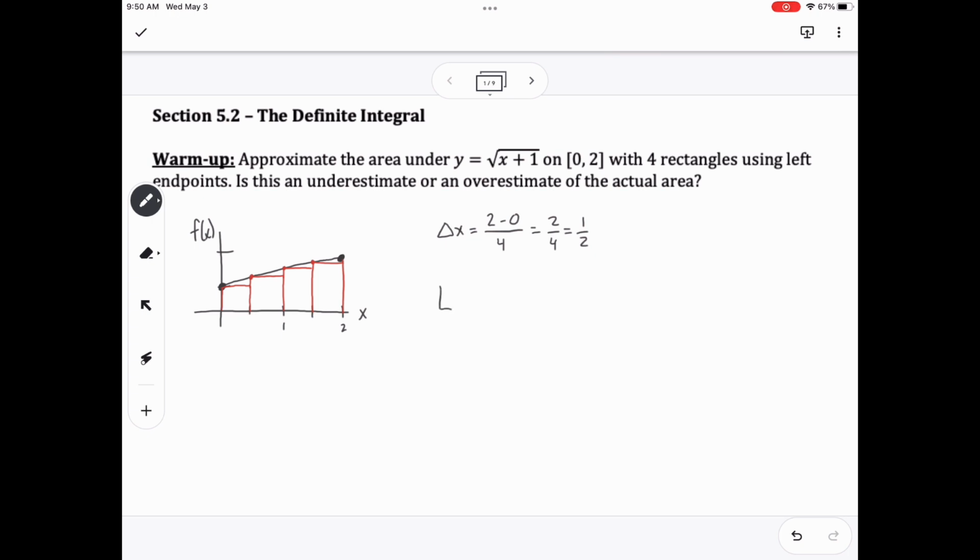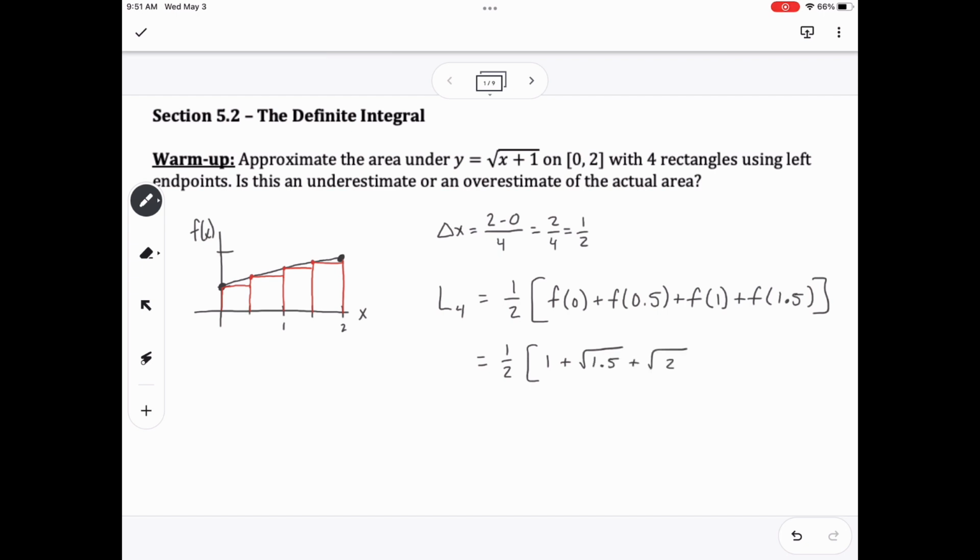So first thing we need to do is to identify what the change of x is, so the width of our rectangles. So that would be 2 minus 0 divided by how many rectangles we have, which is 1/2. And then 1/2 times all the heights from the left endpoints touching our curve for square root of x plus 1. So that gets me 1 plus the square root of 1.5 plus the square root of 2 plus the square root of 2.5.